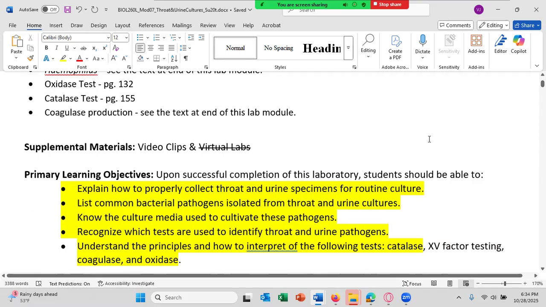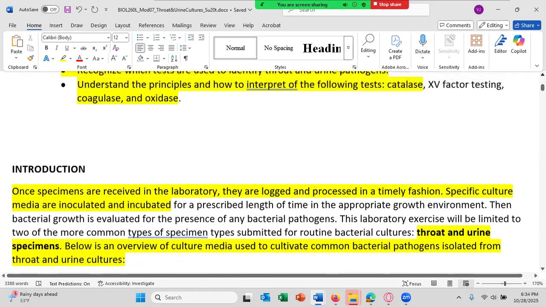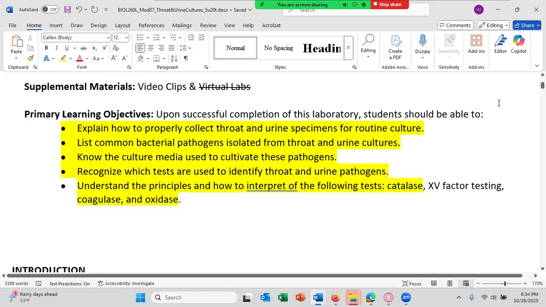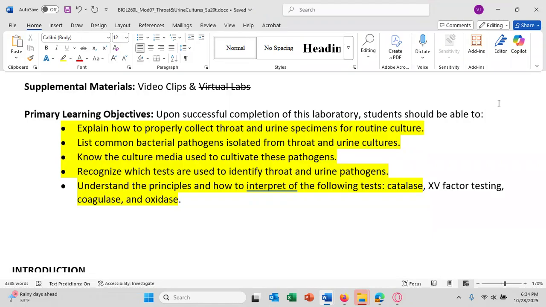Supplemental materials, we have some video clips in this lab. The learning objectives: 1, be able to explain how to properly collect throat and urine specimens for routine laboratory culture. 2, list common bacterial pathogens isolated from throat and urine cultures. 3, know the culture media used to cultivate these pathogens. 4, recognize which tests are used to identify throat and urine pathogens.